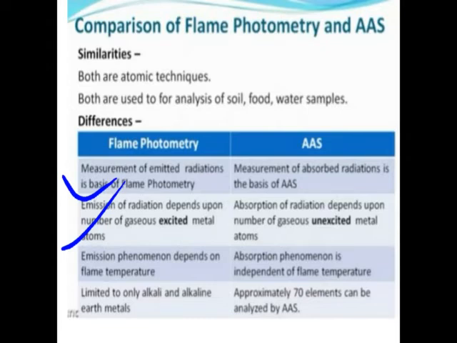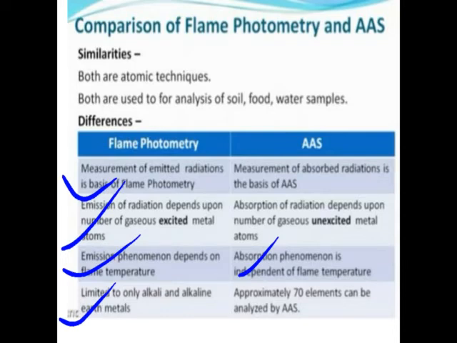Then emission depends upon the flame temperature. In absorption, the atomic absorption principle does not depend upon the flame temperature. Using flame photometry we can do elemental analysis for only a limited number of elements, only alkali and alkaline earth metals, but with atomic absorption spectroscopy we can identify and find the concentration of more than 70 to 80 elements.